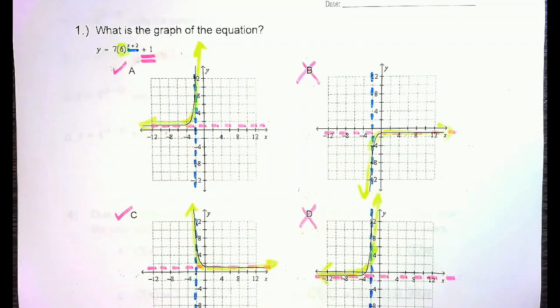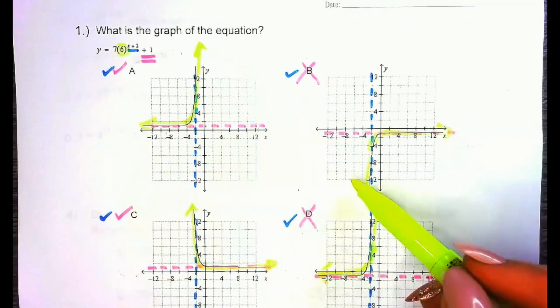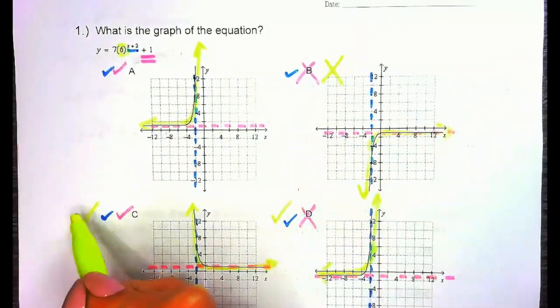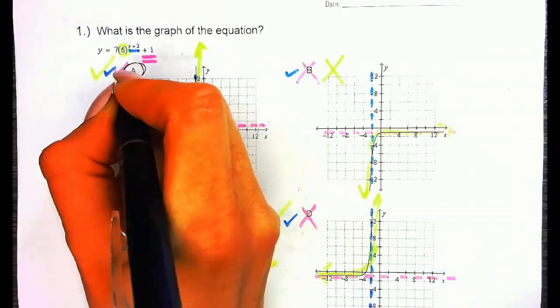As long as your base is greater than 1, you have exponential growth. If that number were something between 0 and 1, we would have had a decay. There are no reflections anywhere, so by process of elimination, the answer is A.